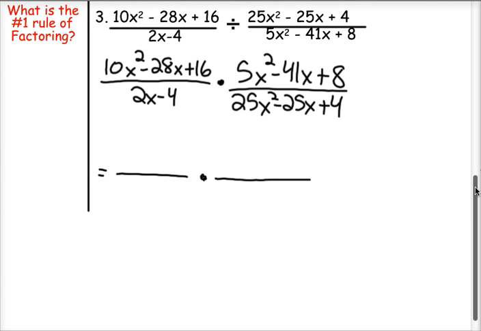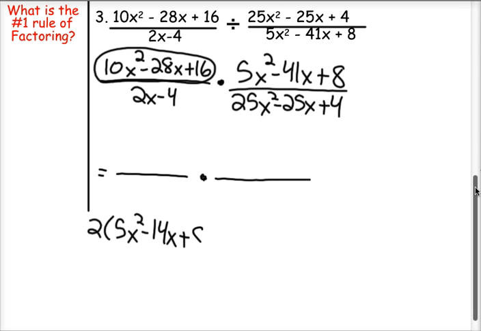So, the first one that I'm going to look at, 10x squared minus 28x plus 16. The first thing that I notice looking at that is notice every term there can be divided by 2. So that's going to be the first thing that I'm going to do. So I'm going to pull a 2 out of all of that. All right, now notice, what do I have left? Well, now I have a quadratic trinomial. So that's something that now I can factor, okay?